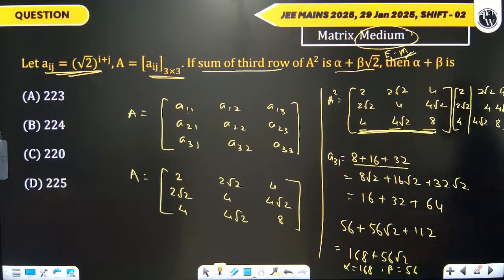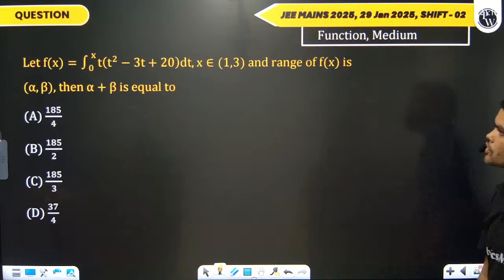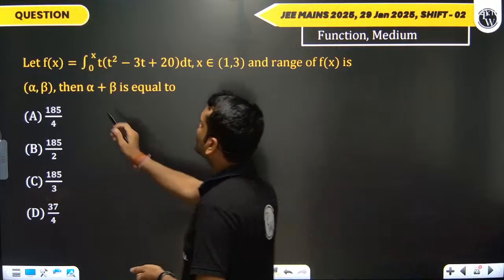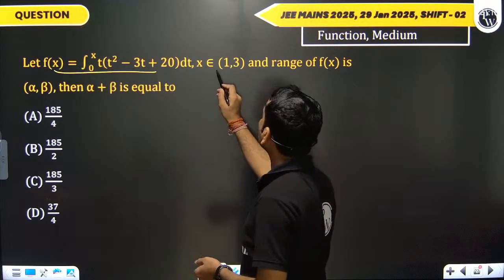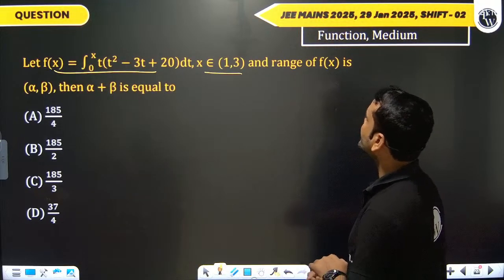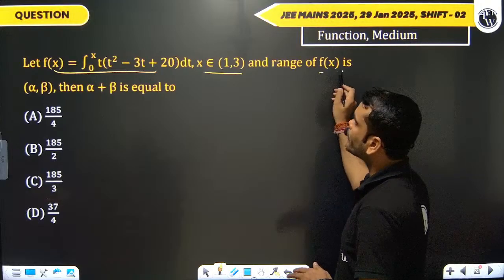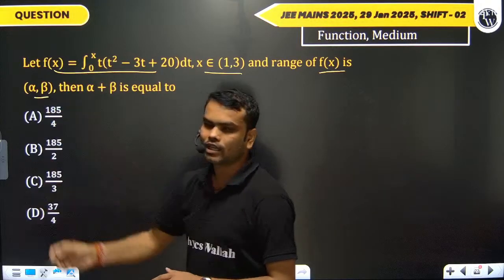Okay, so now we will move on to the next question. Next question, what do we have? F of x, they have given an expression, then they are saying in the interval 1 to 3, the range of f of x is alpha to beta.